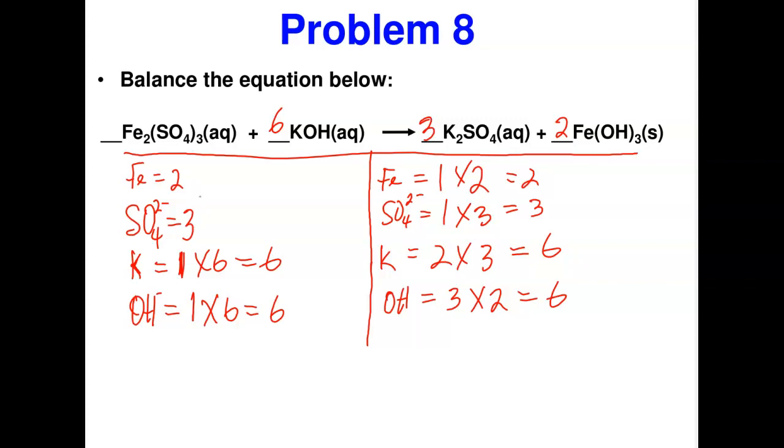So you see that? I have iron is 2, iron is 2. Sulfate is 3, sulfate is 3. Potassium is 6, potassium is 6. OH, hydroxide ion OH is 6 here. It is 6 here. The equation is balanced. So you can always add a 1 here to show that your equation is balanced. All right, the next problem.